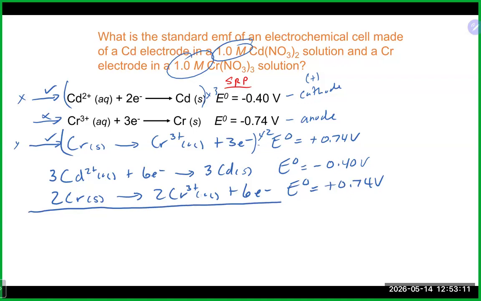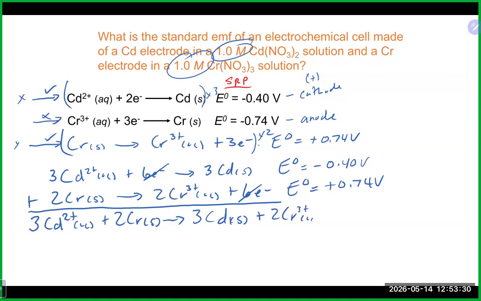Now, when I add these together, my electrons will cancel, and I end up with 3 Cd2+ plus 2 chromiums going to 3 cadmiums with no charge and 2 Cr3+. It is actually balanced. I have 3 cadmiums on both sides and 2 chromiums on both sides. Overall charge on the left is +6, and overall charge on the right is +6. So it is completely balanced. First off, any questions on the writing of the equation?